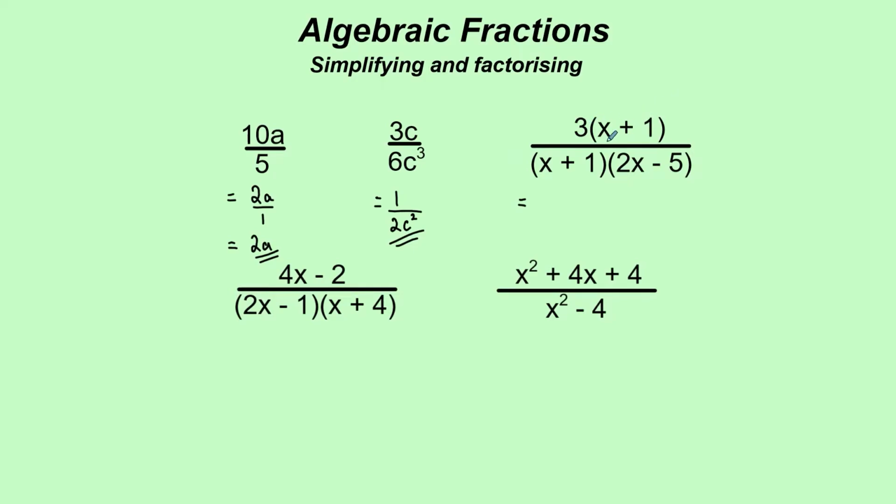So here we're looking for things that are similar on top and bottom. We're going to cancel this x plus 1 here with this x plus 1 here. Those whole brackets cancel each other out, just leaving us with 3 over 2x minus 5 on the bottom. That's as far as we can go with that example, but in the next examples we're going to look at how the factorising process actually works when you're dealing with fractions.